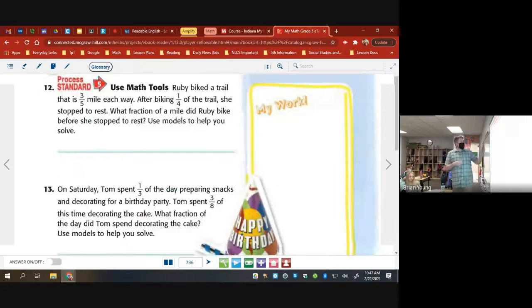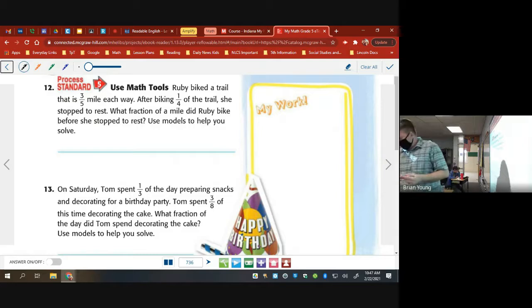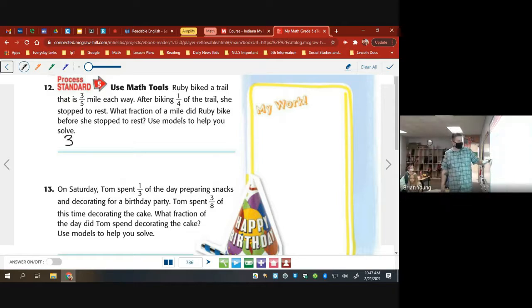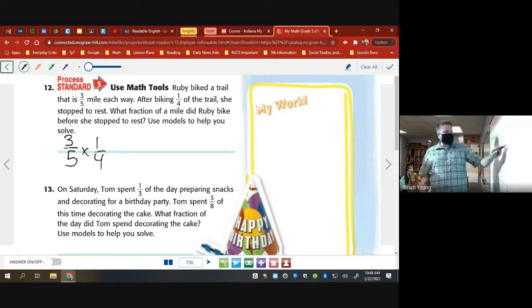Ruby biked a trail that is 3/5 of a mile each way. After biking 1/4 of the trail, she stopped to rest. What fraction of the mile did Ruby bike before she stopped to rest? Use models to answer our question. So let's see what kind of models I use here. C students model. So I'm guessing we're taking 3/5 times 1/4. Okay. Now if I was going to draw my models, how many of these rows am I going to draw? 5, thank you. So I'm going to draw my box.